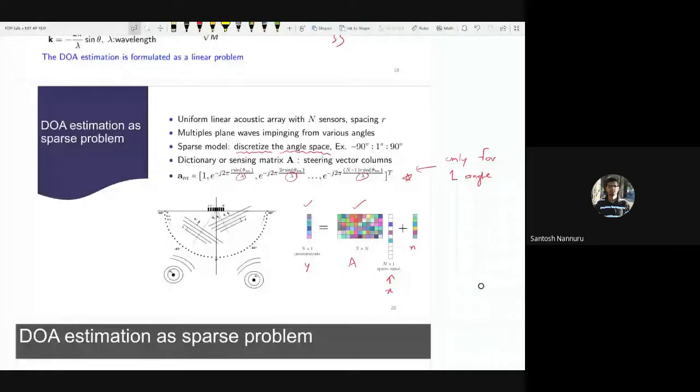You will have a grid over both the directions, and you'll be estimating both of them. Okay, sir, that's clear.